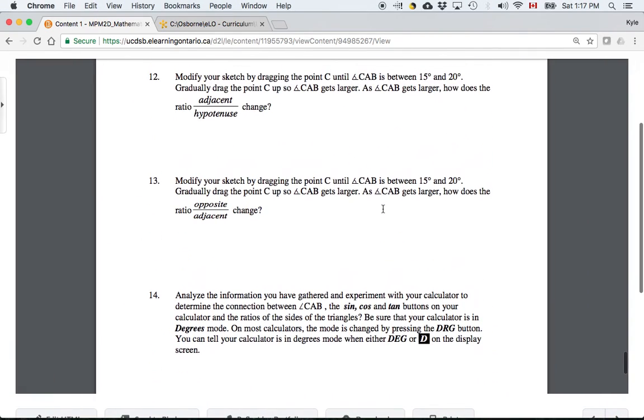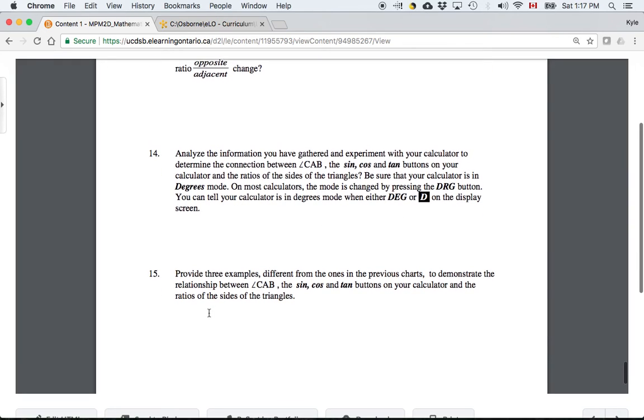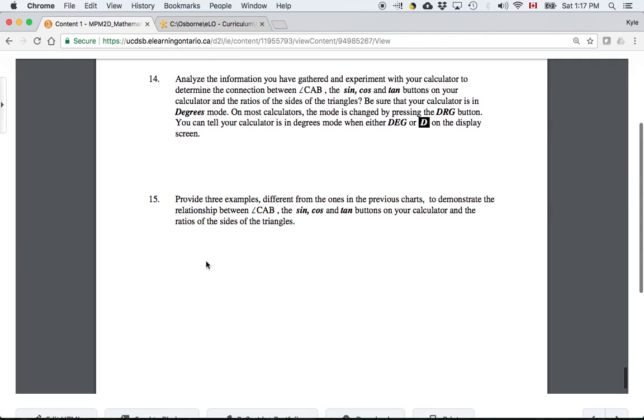There's just a couple more things that I want to point out before I leave you alone and let you get back to the activity. Number 14 says that you need to be making sure that your calculator is in degrees mode. On the calculator that you're using for this course, usually it's set to either degrees, DEG, or radians, RAD. You need to make sure that it's set to degrees for the rest of this unit. Radians you'll deal with in grade 11, but you won't have to worry about radians for this course.